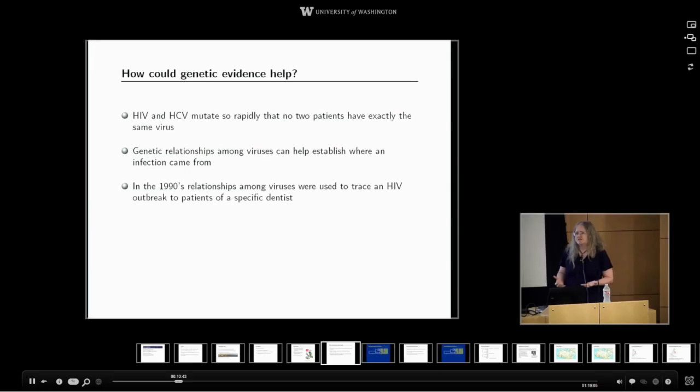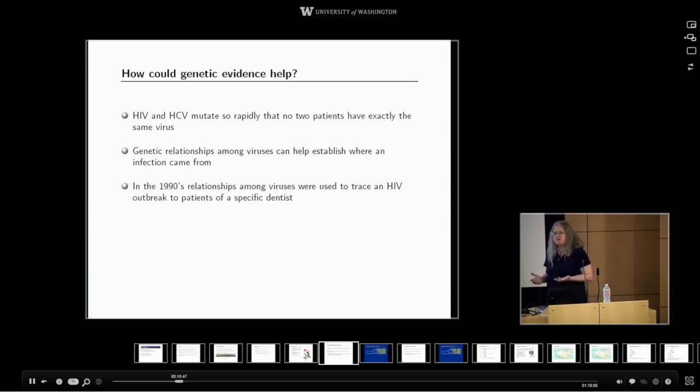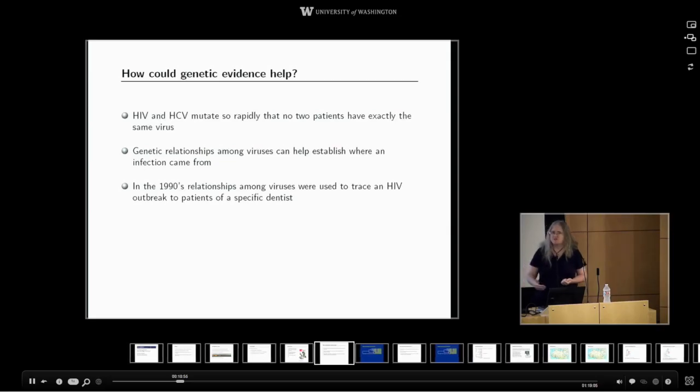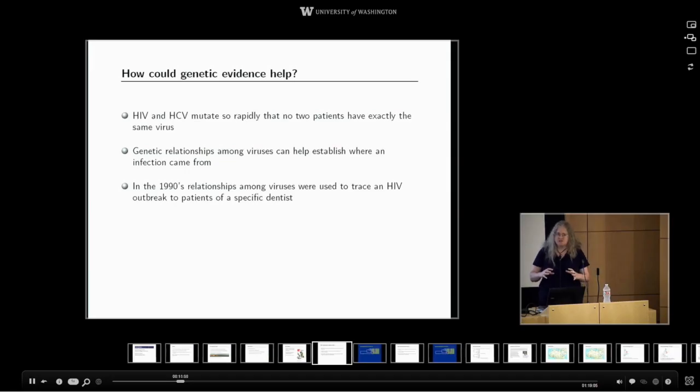HIV and hepatitis C virus, like many viruses, mutate very quickly, so quickly that no two infected people have exactly the same virus. It changes very, very fast over time and in the transmission from one individual to another. And you can see relationships among viruses that have the same source.